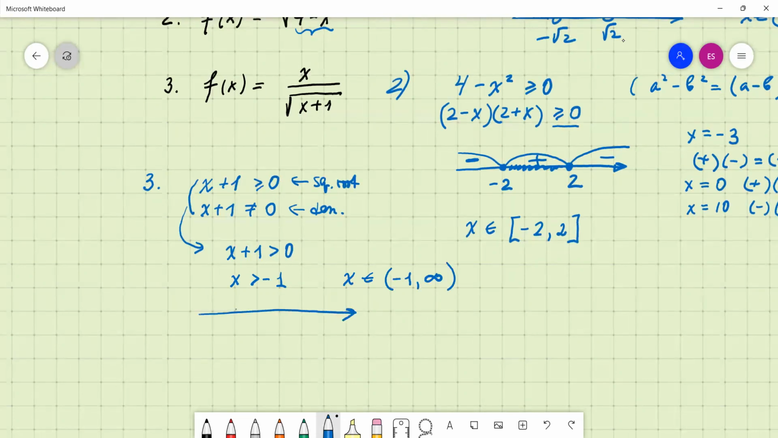Number line here, well, that's negative 1. And greater than negative 1 is to the right of negative 1. I'm not including negative 1 because if you plug in negative 1 here, you are going to get 0 in the denominator. Square root, you can extract it, but you cannot divide by 0. Okay, well, that's all about this first section, kind of short video, and please do your homework.